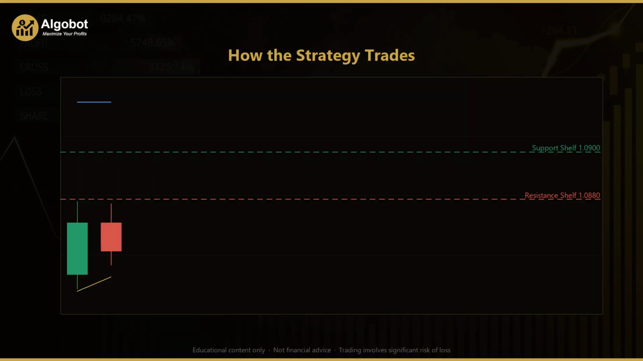Let's bring this to life on the chart, walking through a long trade and then a short trade in sequence. Look at the first several candles on the left. Price is bumping into the same overhead area again and again. That flat red line, the resistance shelf at 1.0880, marks the ceiling the strategy has fitted through the highs.